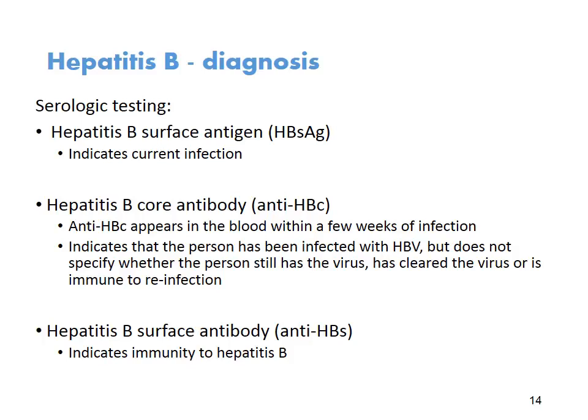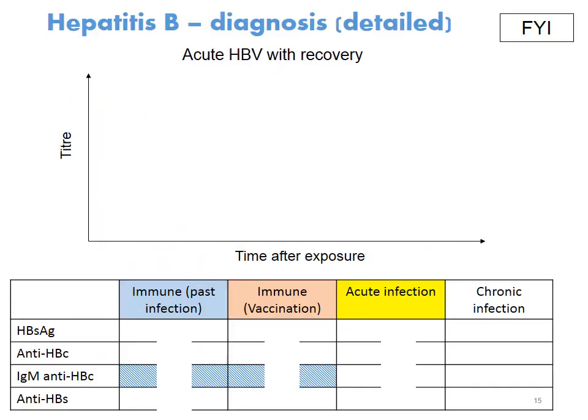Hepatitis B surface antibody indicates that a person has already become immune to hepatitis B. This is a more detailed explanation of the diagnosis of hepatitis B. Let's look at the situation of an acute hepatitis B virus infection followed by recovery.